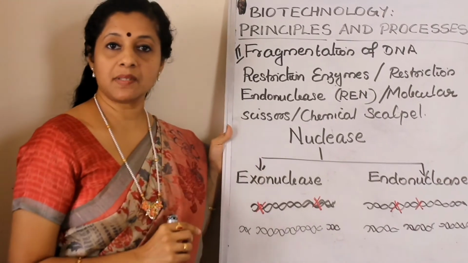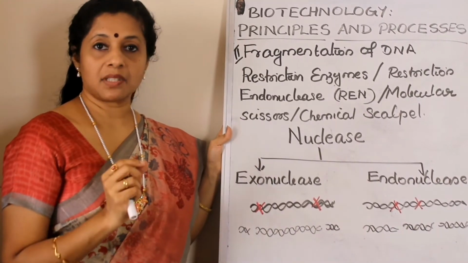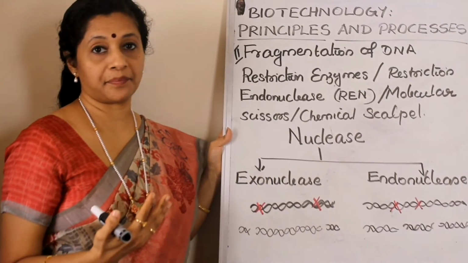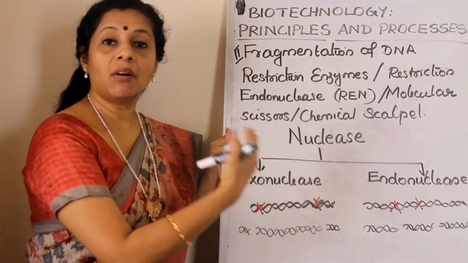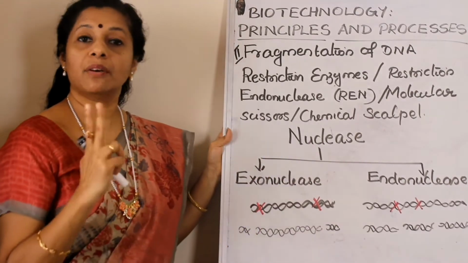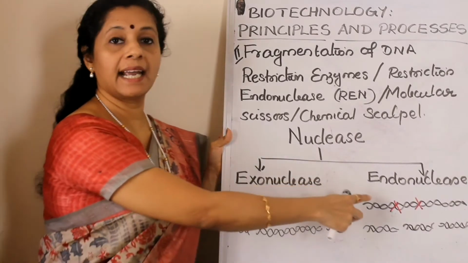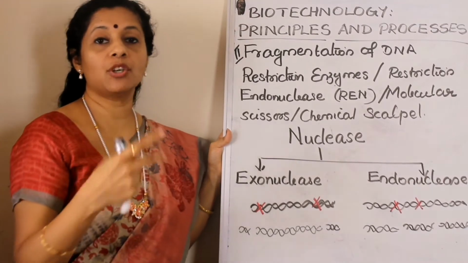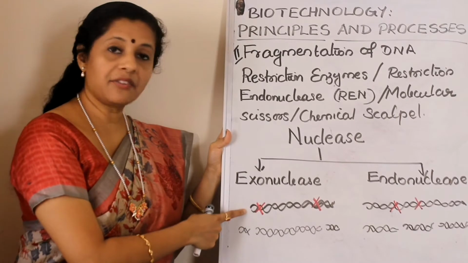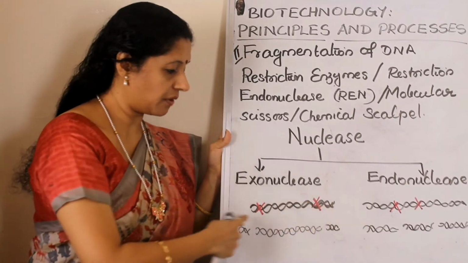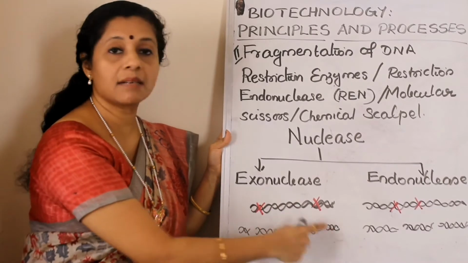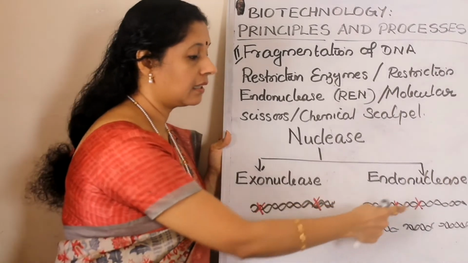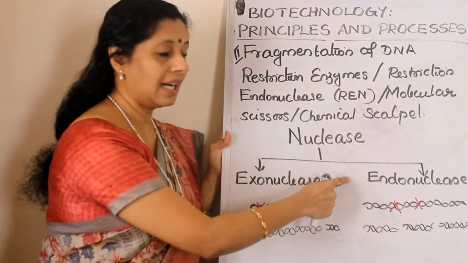These restriction enzymes are a group of enzymes called nuclease. Nuclease are the enzymes that can digest DNA. So the nuclease enzyme, depending on the way they are fragmenting, can be of two types: exonuclease and endonuclease. Exonuclease, the word meaning of exo is out, endo means in. So exonuclease can remove or cut the fragments from the ends of the DNA. You can see here, from the end it is removing the fragment. Whereas endonuclease can cut from within the DNA molecule. So that's why it is called endonuclease.